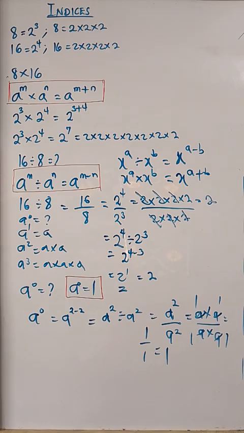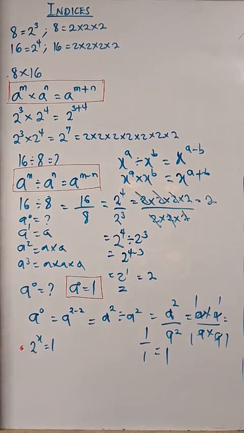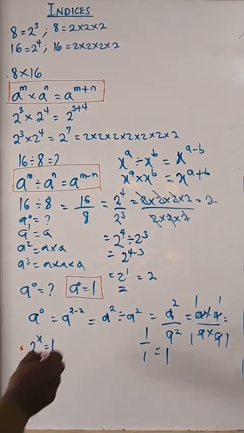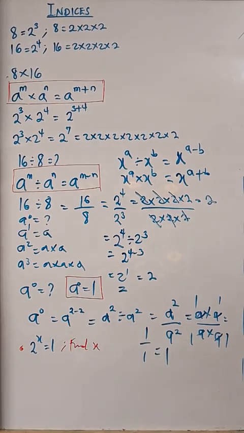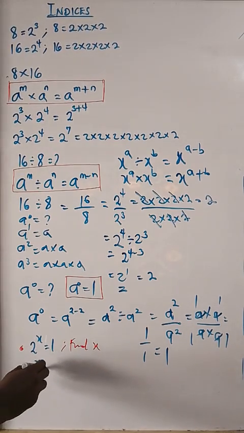Now, for example, very quick question. Let's take this. We're going to say 2 raised by x is 1. Find x. If 2 raised by x is 1, find x. So we know any number raised by 0 is 1. So this is what I can do here. This is 2 raised by x. I can write this one as 2 raised by 0.